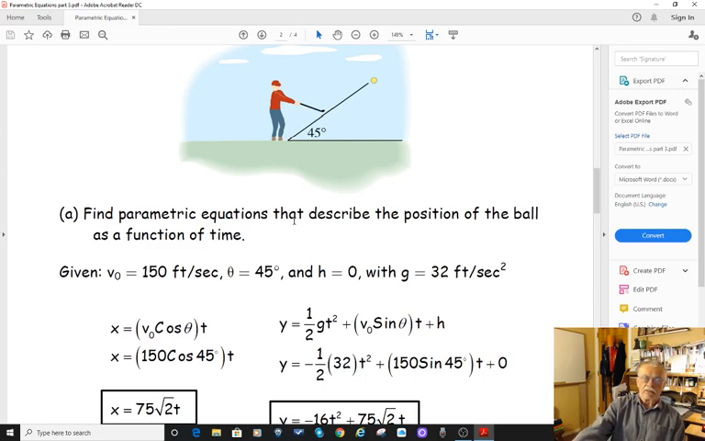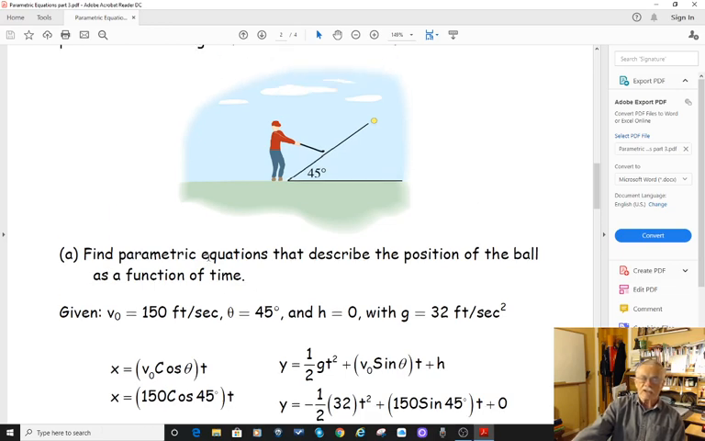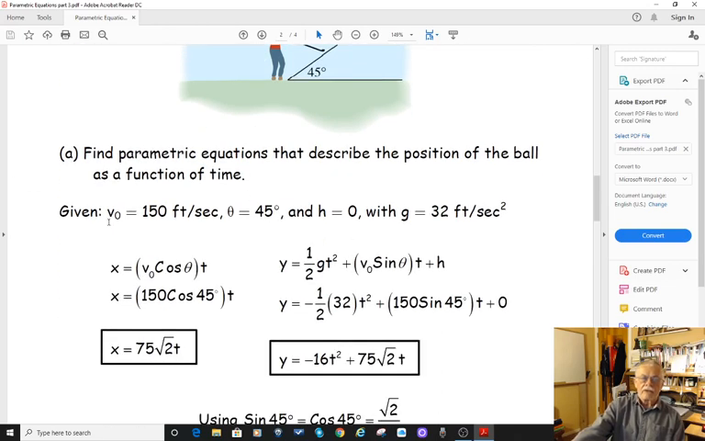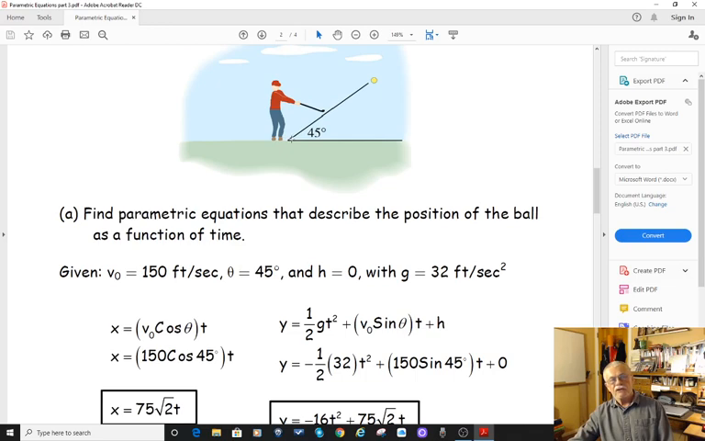Position of the ball means its position horizontally, which is the x, and its height vertically, which is the y. So let's go back and look at the story. There are certain givens here. First off, v sub 0, the initial velocity, is 150 feet per second. The angle is 45 degrees. The initial height is 0. It isn't mentioned, but since he's hitting it from the ground as opposed to standing on top of a hill, h equals 0. And g, the acceleration due to gravity, is 32 feet per second squared.